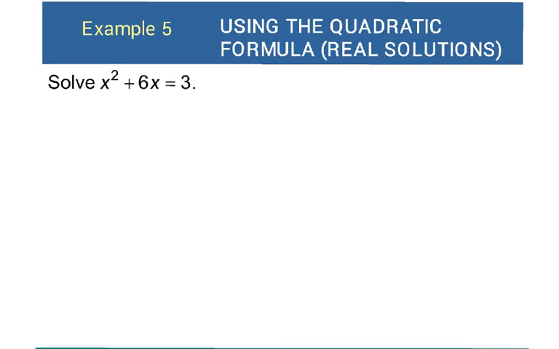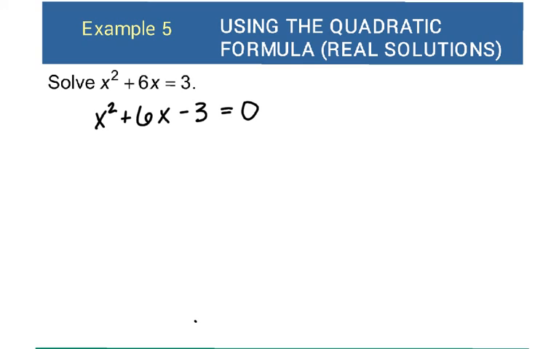Here we go. In this example, we're asked to use the quadratic formula to solve for the solutions. And before we find the solutions using the quadratic formula, our equation needs to be in standard form. So let's rewrite that in standard form. The only thing that we need to do to write it in standard form is set this thing equal to 0. So subtract 3 from both sides, and we've got it.